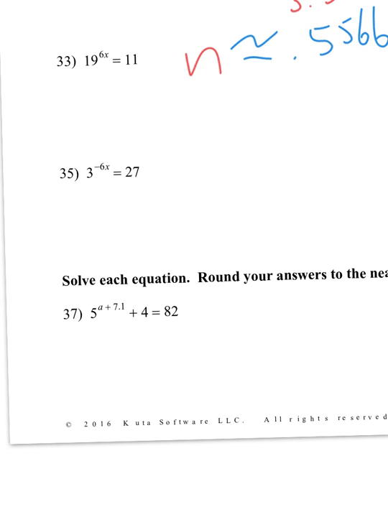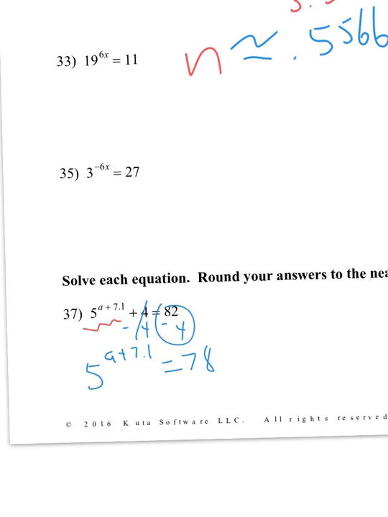Now this one's a little different. You see that this first thing is the thing that has the a, the variable, up in a power. So your first step, we're not going to do the logs first here. We've got to get down to just some number to a power, and that power can have more than one term. But our first step is to subtract 4 here. So we're going to go 5 to the a plus 7.1 equals 82 minus 4 is 78.